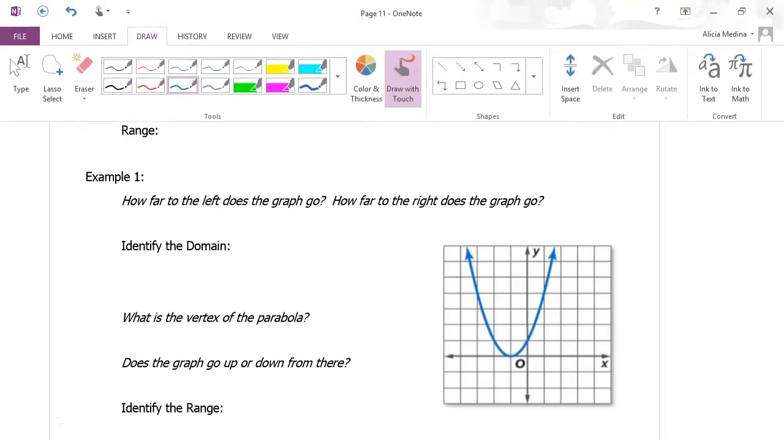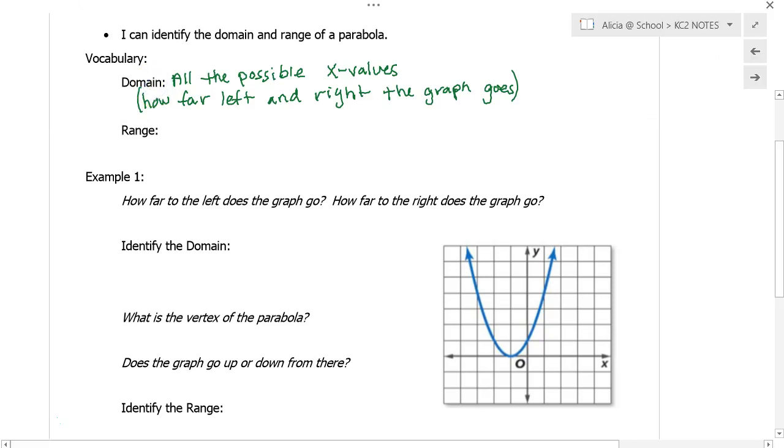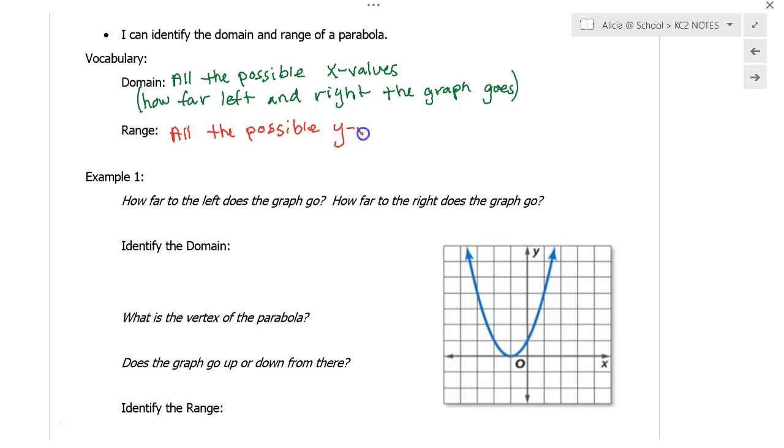Now with your other color, range is talking about the other values that we have in a graph, which is the y values. So range is going to be all the possible y values. And the question I want you to ask yourself here is, how far down and up the graph goes. Now again, it's not the tally marks on the graph, it's what the actual function is doing.